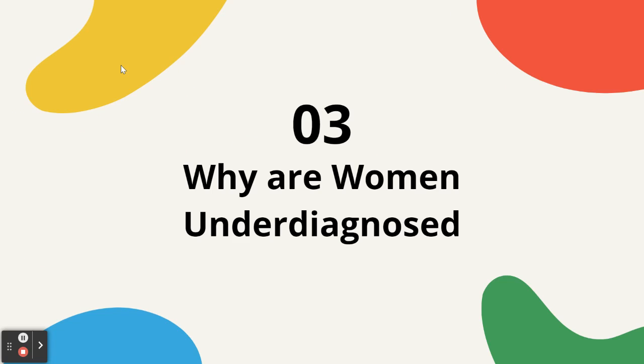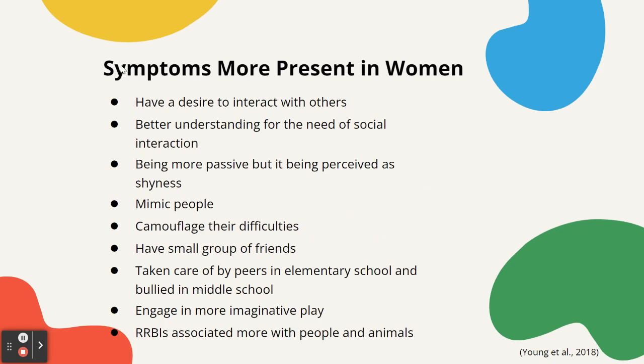Now we will talk about the main objective of this discussion, which is why are women underdiagnosed with autism? Here are a list of symptoms that are more present in women with autism. They include having a desire to interact with others, having a better understanding for the need of social interaction, being more passive, but it is being perceived as shyness, mimicking people, camouflaging their difficulties, having a relatively small group of friends. They are usually taken care of by peers in elementary school, but then they are bullied in middle school, and they engage in more imaginative play, and RRBIs are associated more with people and animals.